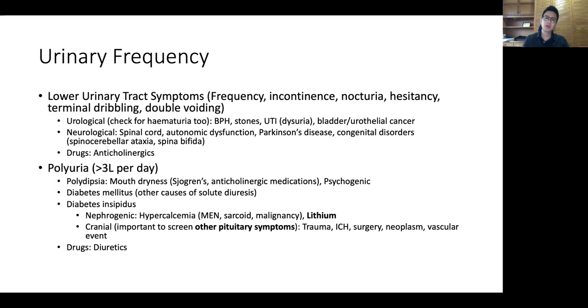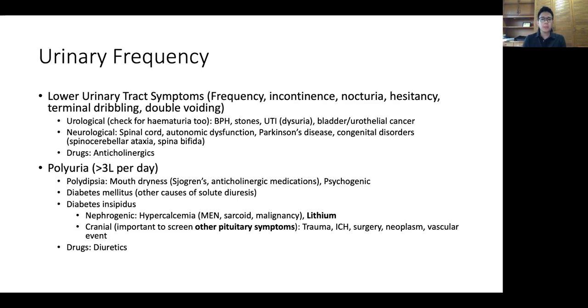And for neurological causes, it could actually be a whole host of problems. So problems from the cauda equina to the spinal cord, to pathologies that cause autonomic dysfunction such as diabetes mellitus, Parkinson's as well. Many of these neurological disorders can cause some form of urinary problems, either through affecting the autonomic system or directly affecting the spinal cord or the cauda equina. Drug history is important as well.